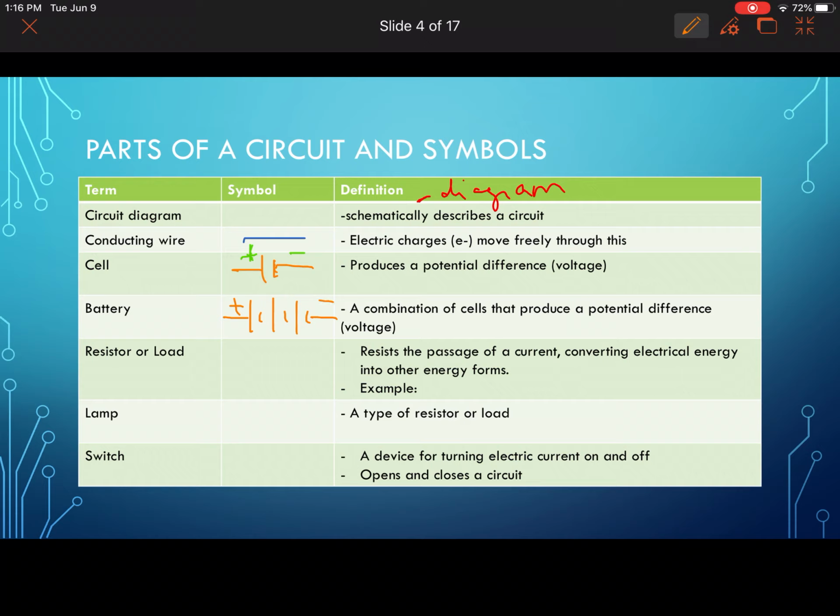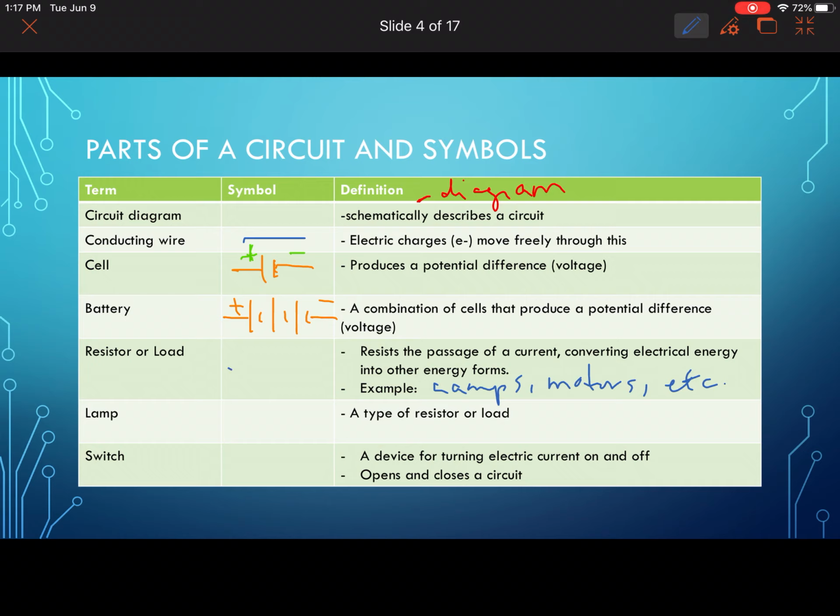You don't need to draw that on a diagram, but I'm just showing you that that's how that works. Resistor or load. This is something that's going to resist the passage of a current. It's when you convert electrical energy into other energy forms. Examples are things like lamps, motors, your alarm clock, your phone charger. Anything that you can plug into a wall that requires electricity is known as a resistor or a load.